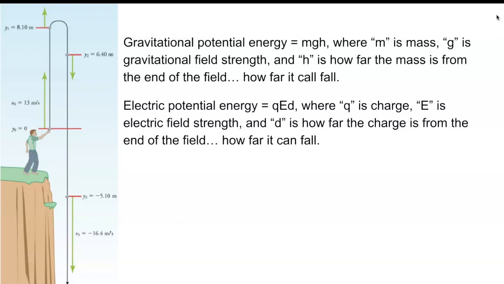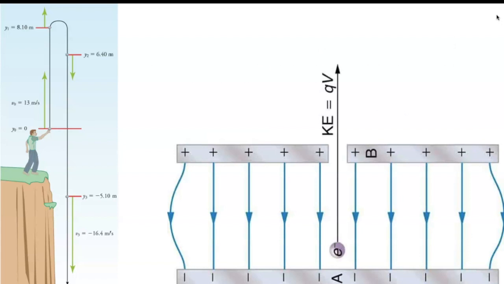So back in 140, you should have done a problem similar to this. Gravitational potential energy was, of course, equal to mgh. Similarly, for a charge in a field, the electric potential energy is the Q of the charge times the E, the electric field strength, times D, which is the distance that the charge can "fall" to the end of the field.